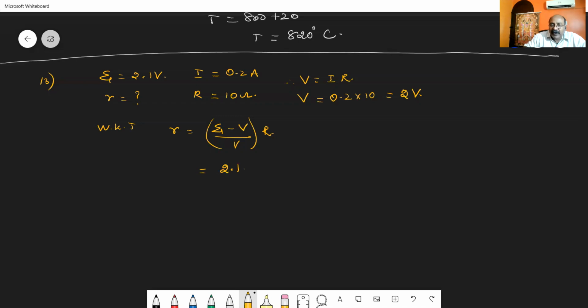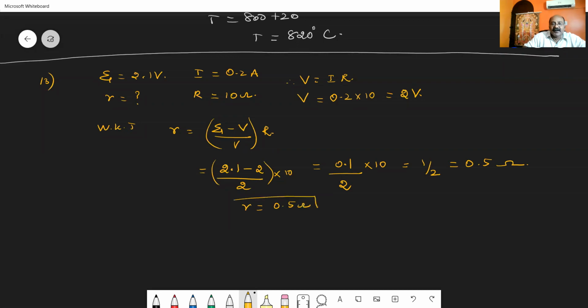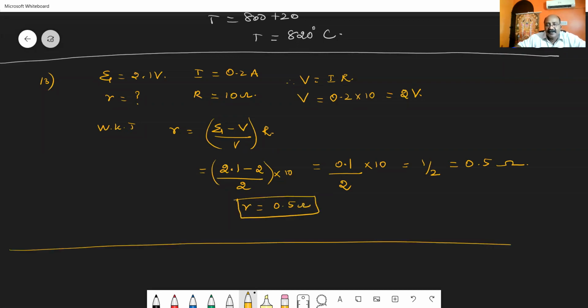Simplify. 2.1 minus 2 divided by 2 into 10. So when you are simplifying, 2.1 minus 2 is 0.1 divided by 2, multiplied with the 10. So when you are multiplying it with the 10, you will be getting 1 by 2. 1 by 2 is nothing but 0.5. So the internal resistance small r is equal to 0.5 ohm as the answer. So it is option B that is taken to be your answer.